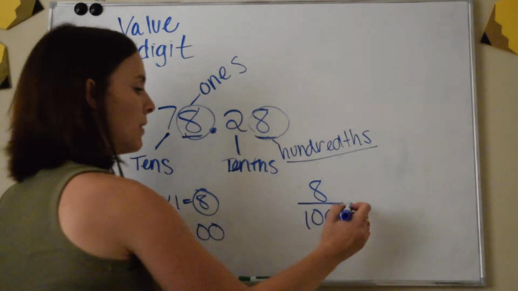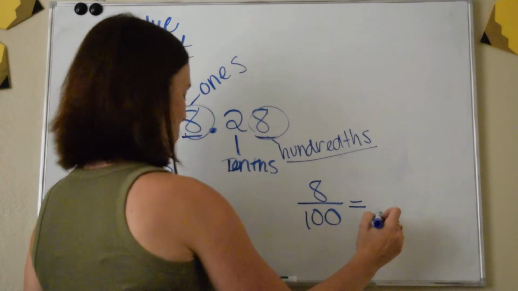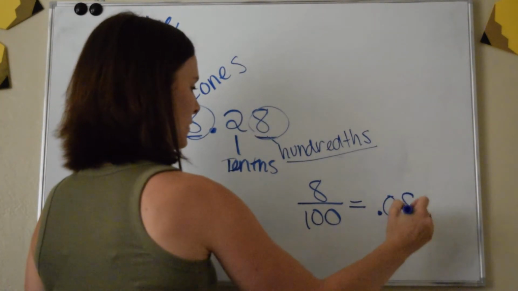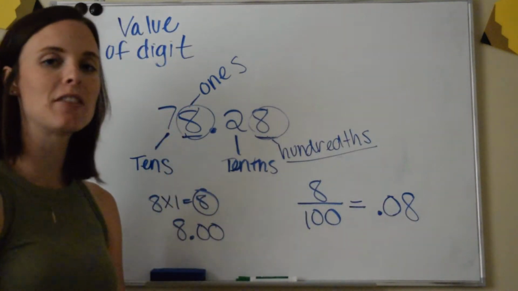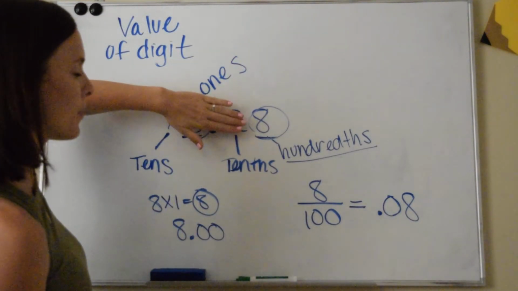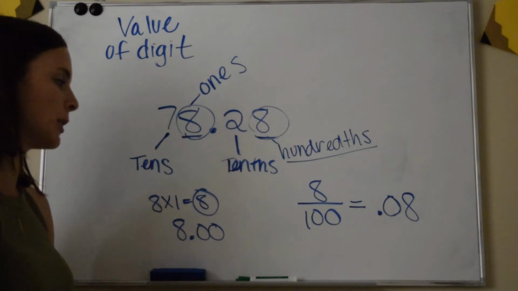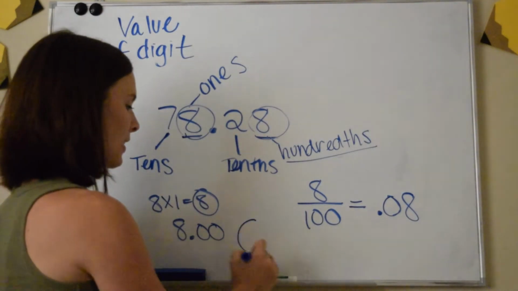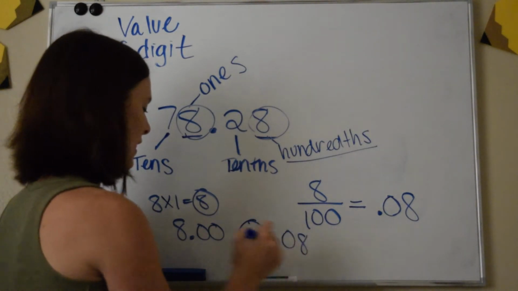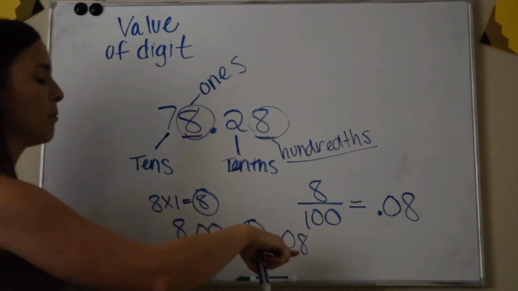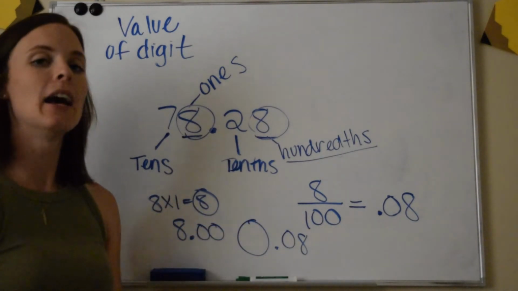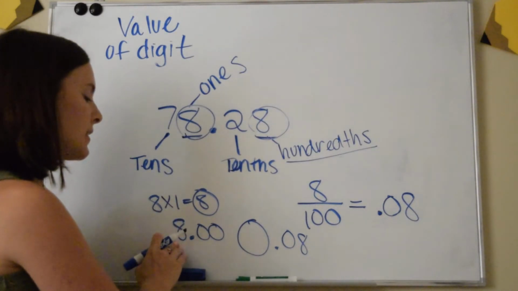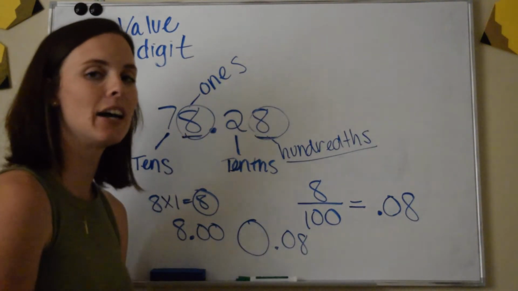Well, I could rewrite this as a decimal. It would be 0.08. Because remember, the other trick to find the value is you can just cover up all the other numbers with zeros. So I would have 0.08. So now let's see if we can compare that. 8 is what compared to 0.08? And let's say that properly. 8 is what compared to 8 hundredths?